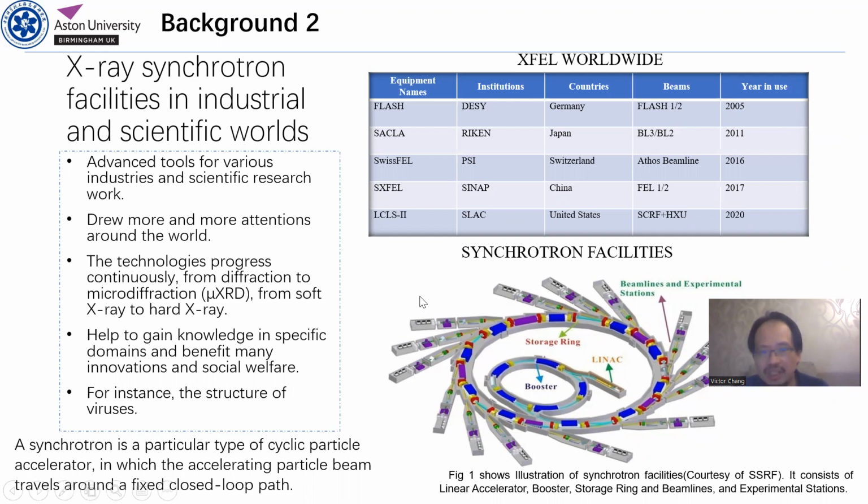It looks something like this. You can then make the particles travel at a very fast speed. This kind of facility consists of the linear accelerator, booster, storage ring, and beam lines, so that you can perform many experiments according to your requirements. The experiment stations, all the stations in the world, have been in use since at least 2005. This is the information if you're interested to find out. That has been extremely useful and has benefited a lot of research.